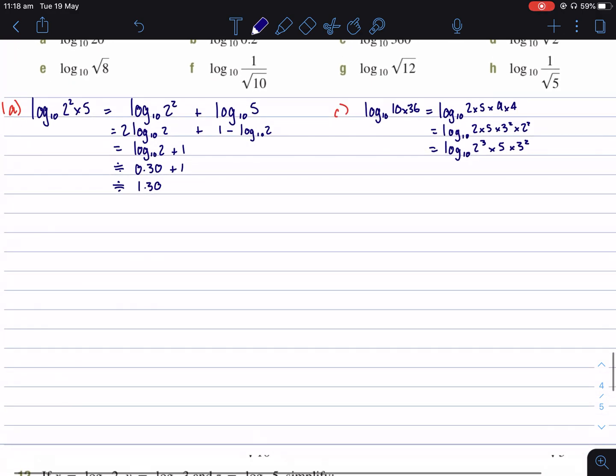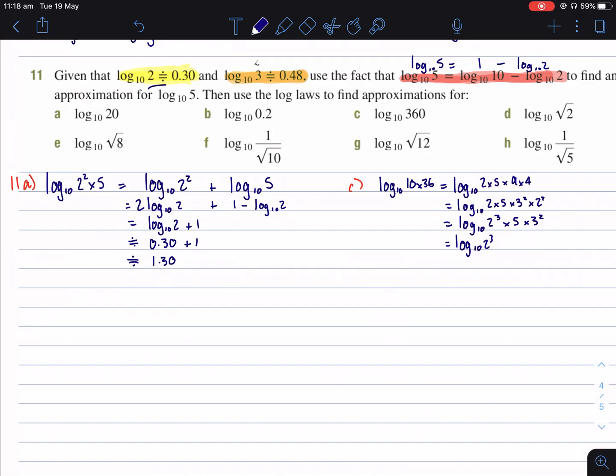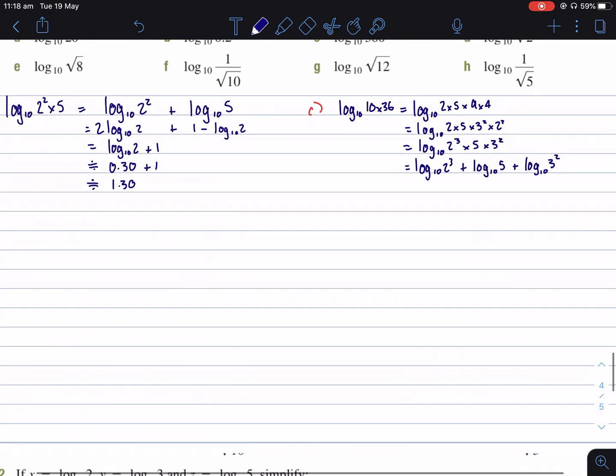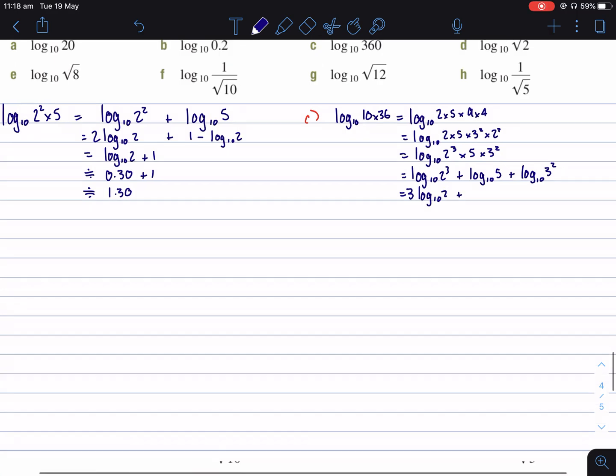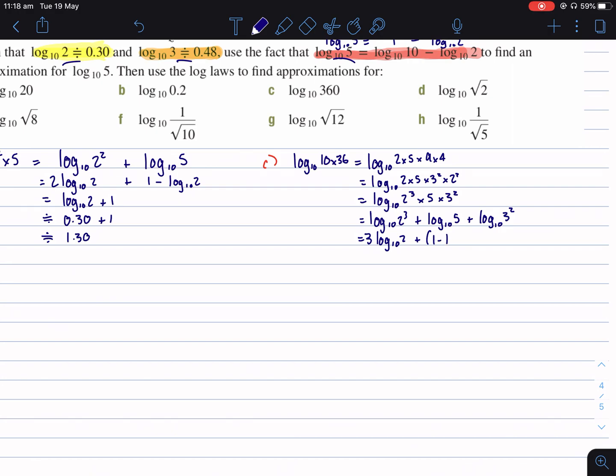I'm sure there was an easier way to do that, but I did it the long way. So that's the same as log base 10 of 2 cubed. Oh, I chose 2 and 3 and 5 because 2, 3, 5. Plus log base 10 of 5 plus log base 10 of 3 squared. So this is the same as 3 times log base 10 of 2. I've got log base 10 of 5, which is the same as 1 minus log base 10 of 2. And I've got, take the 2 down the front, log base 10 of 3. Now I don't need these brackets.